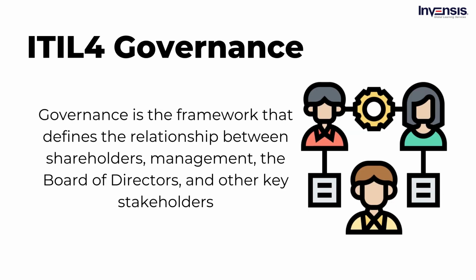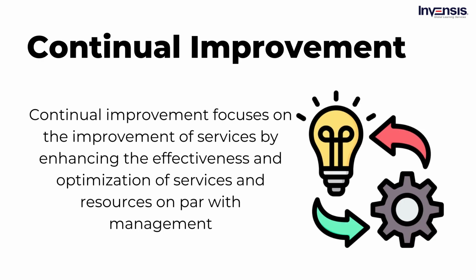Our next phase is ITIL4 Governance. The governance framework defines the connection between shareholders, management, the board of directors, and other important stakeholders. Here, this includes the stakeholder management plan to make sure of the best relation between stakeholders. Then our final phase in this ITIL4 framework is Continual Improvement. Continual improvement focuses on improving services by enhancing the effectiveness and optimization of services and resources in par with management. This is all about the Service Value System in ITIL4.